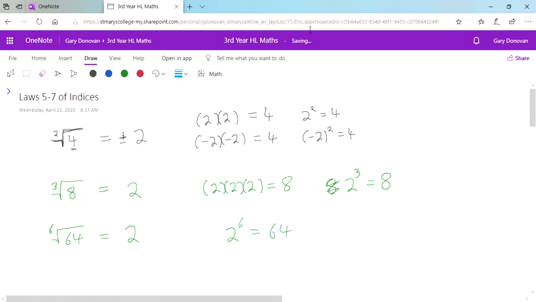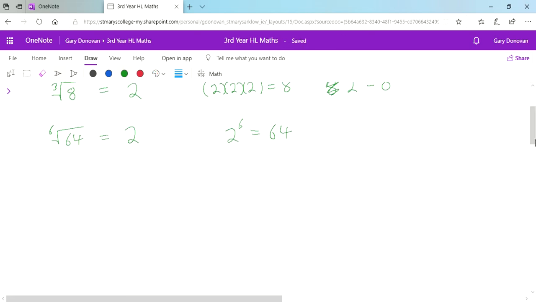So there's a general rule here. This is called the Q root: if you have any number A and a little number Q above the root sign, this is called the Q root of A.